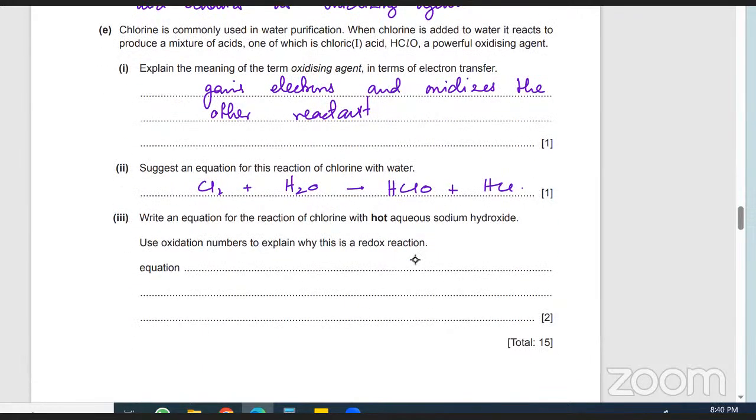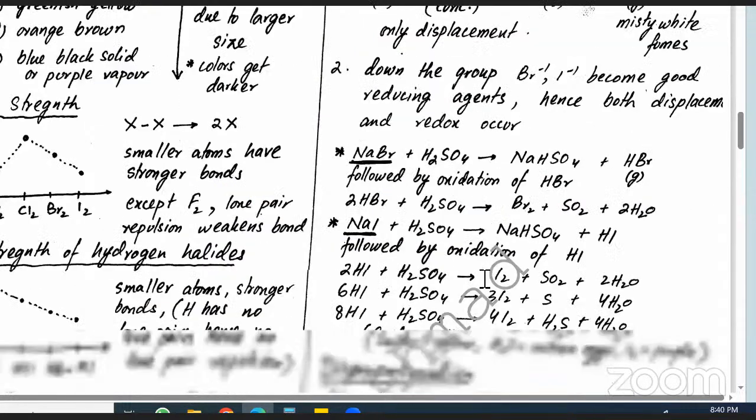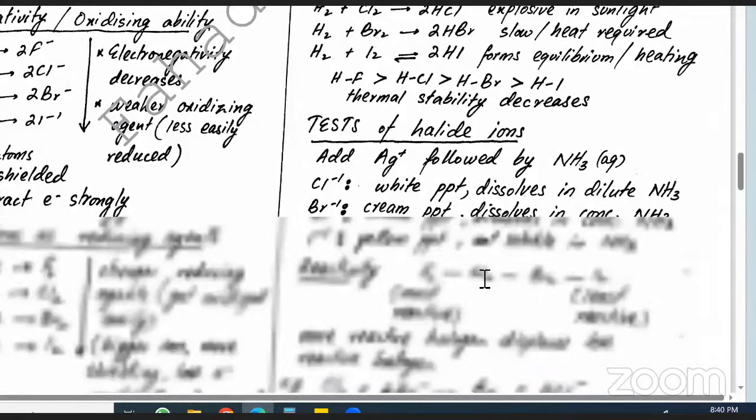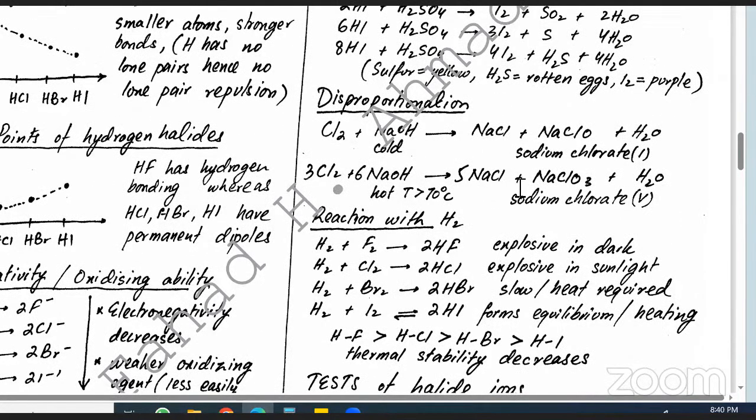I said write an equation for the reaction of chlorine with hot NaOH. This one also comes very frequently. So what happens with hot NaOH? There are two reactions. In both, bleach is formed. Where in the other reaction NaClO3 is formed. This one: with hot NaOH it's going to form NaCl, NaClO3 and H2O.